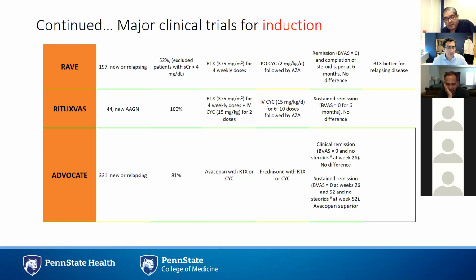another major trial, they call it ADVOCATE, 331 patients. In this trial, this new drug, avacopan, as Dr. Aggarwal mentioned, is a complement drug. This was given with rituximab or cyclophosphamide, and the control arm was prednisone with rituximab or cyclophosphamide. And with this drug, in clinical remission, there was no difference. And in sustained remission, again, the new drug, avacopan, was superior.